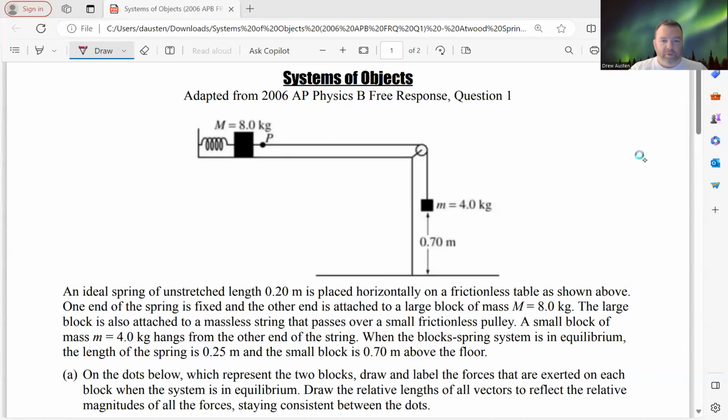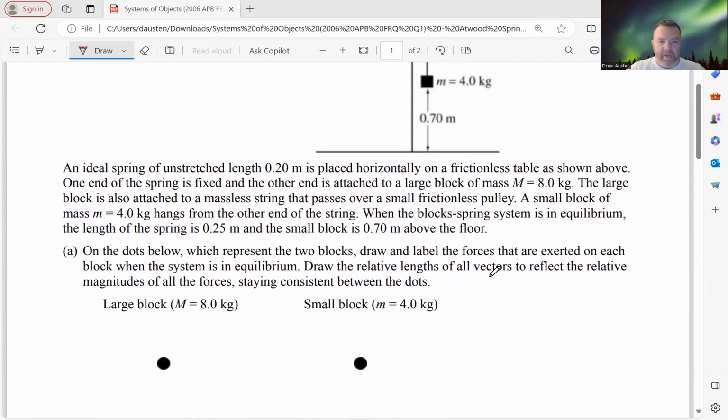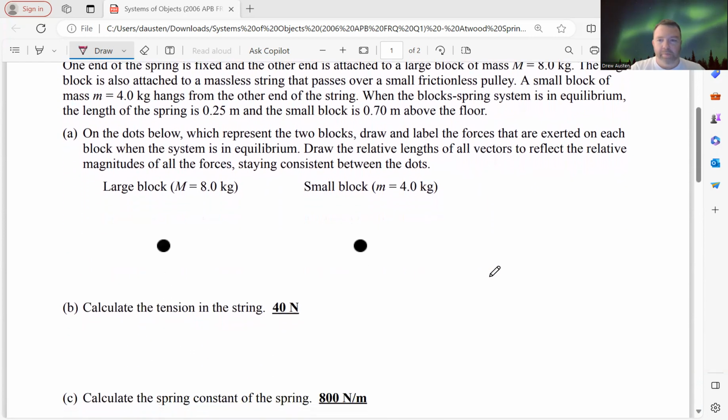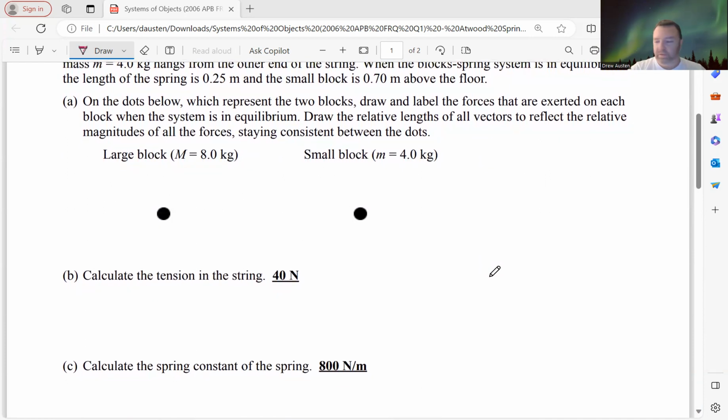All right, so we've got this whole contraption set up with a larger block and a smaller block. The larger block's connected to a spring. There's a lightweight string connected over a pulley between the two blocks, and you're given a bunch of measurements. So let's just jump down to part A, which is to draw the free body diagrams for these two blocks.